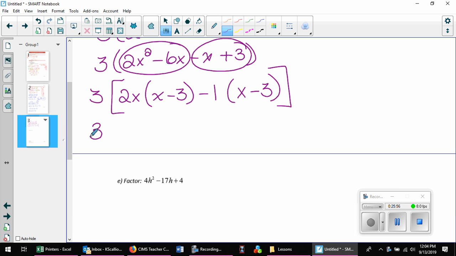All right, so I have 3 bracket x minus 3 and 2x minus 1. No, you don't. You're wrong. I love it. Okay, so I'm going to do it if I didn't common factor, if I didn't see it.